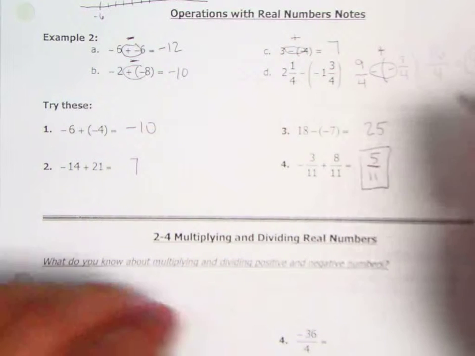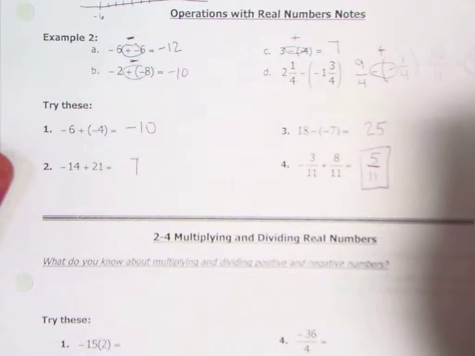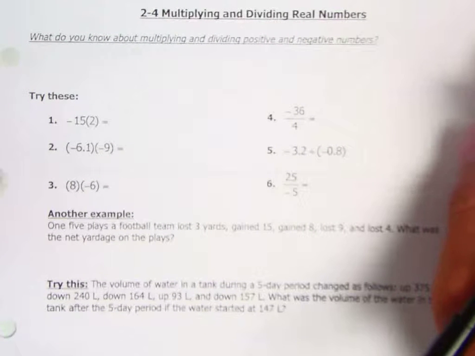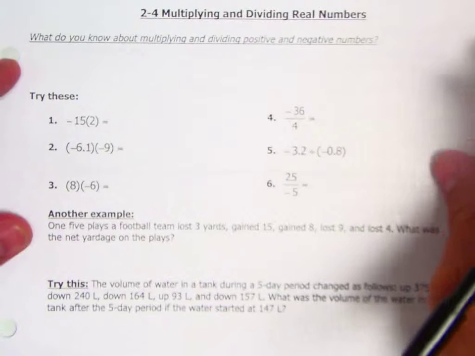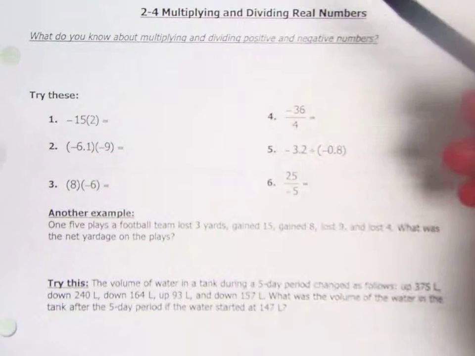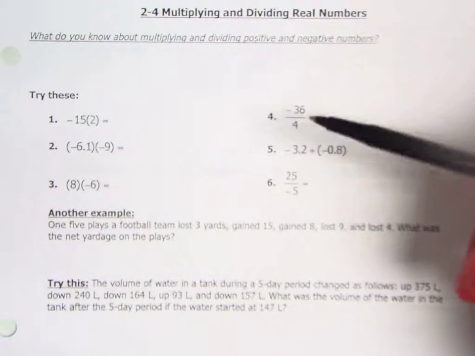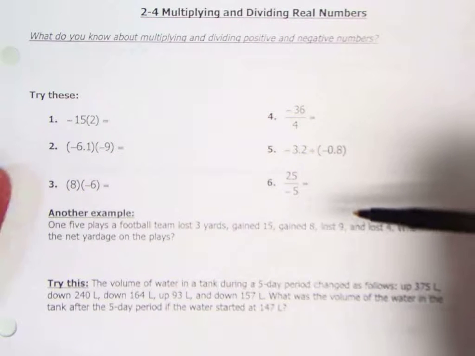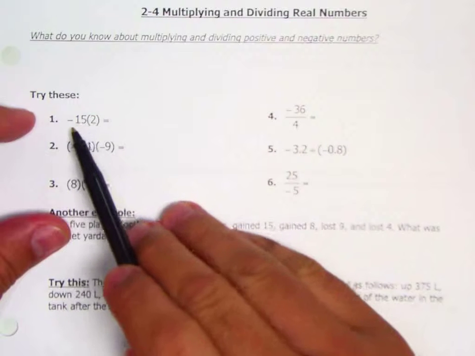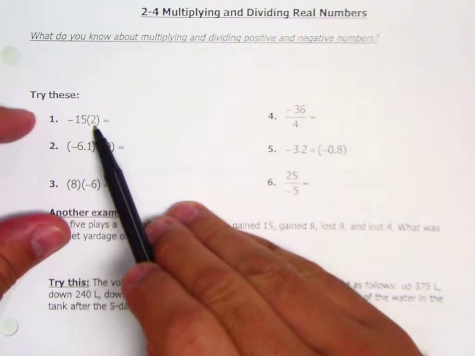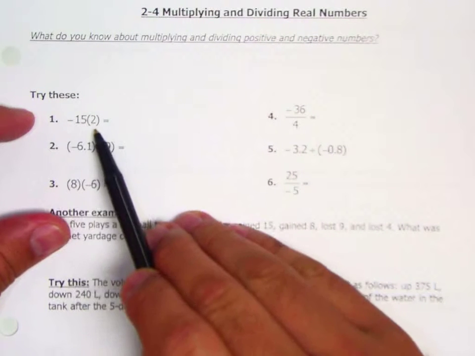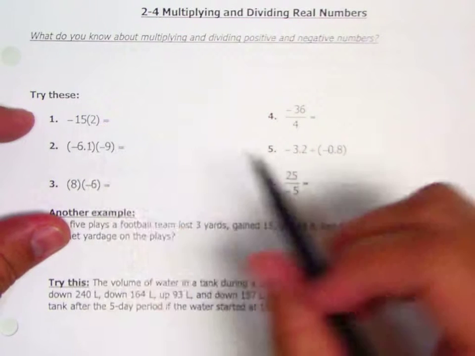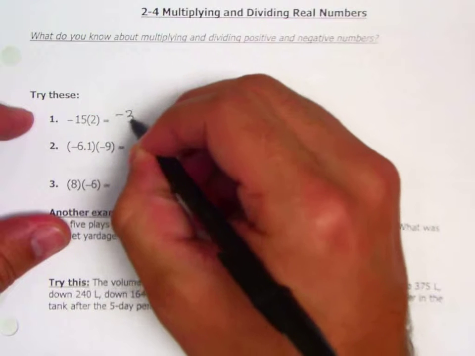Okay. All right, now let's look at the bottom half here of this page, multiplying and dividing real numbers. So this works the same way as above. When you're multiplying and dividing, if the signs are the same, it will always be positive. And if the signs are different, it will always be negative. So as we look here, I have a negative 15 multiplied times a positive 2. They're different signs, so I know my answer is going to be negative. 15 times 2 is 30, so it's negative 30.